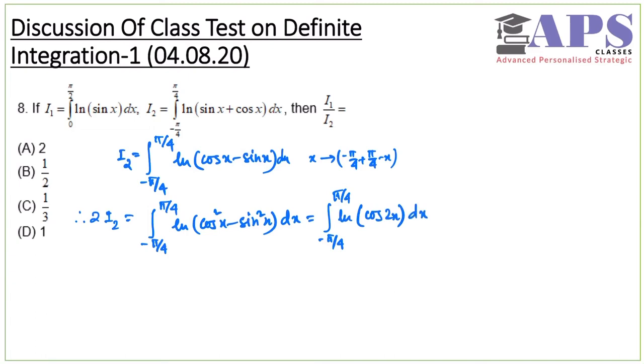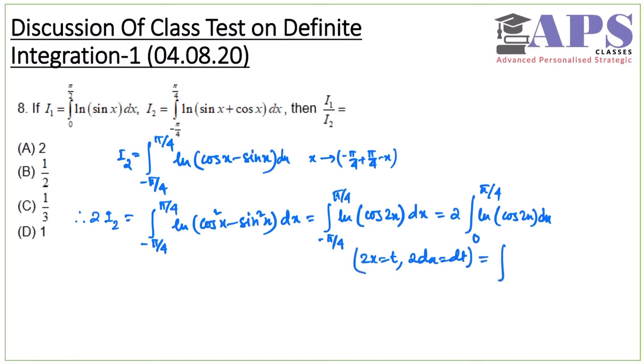Now log of cos 2x being an even function, this is nothing but 2 times integration 0 to pi by 4 log of cos 2x dx. So the limit is now 0 to pi by 4. Now what I can do, I can just put 2x equal to t here. If I put 2x equal to t, I will get 2 dx equal to dt. So after this, it will become integration 2 dx becoming dt. So I am writing dt here.